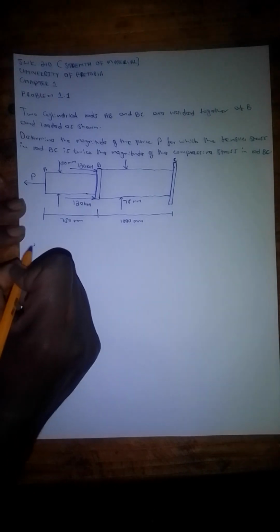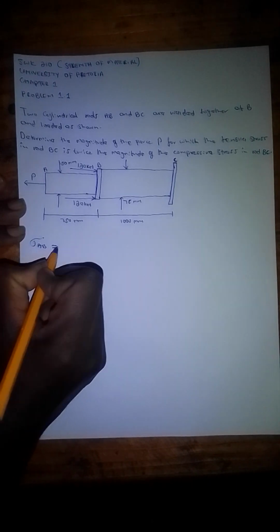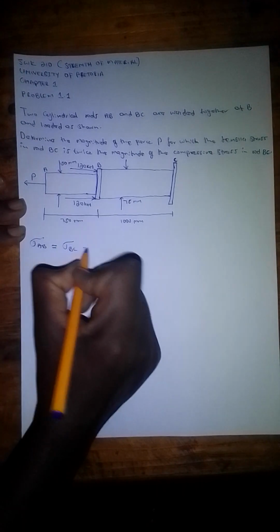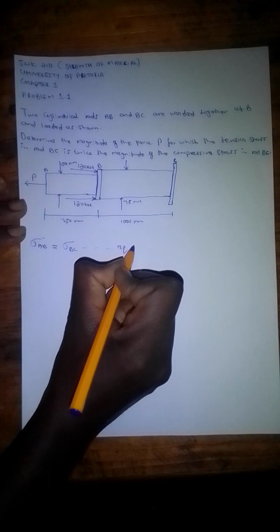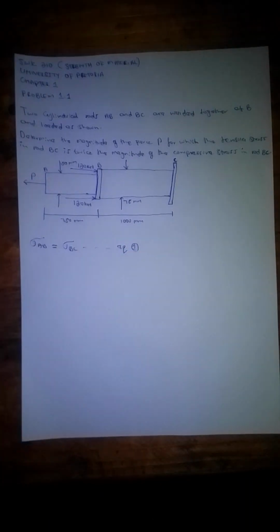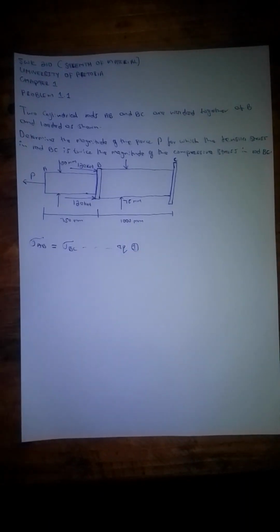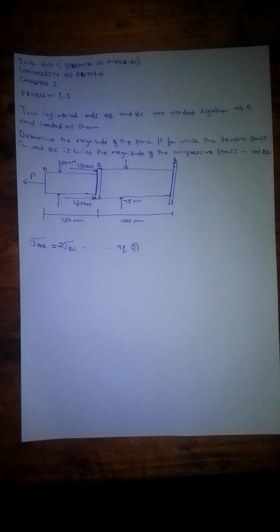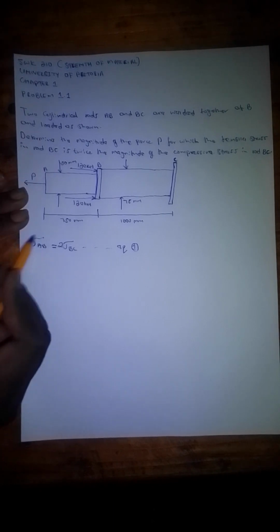The tensile stress in AB equals 2 times the compressive stress in BC, and this is going to be our first equation. Because this is what we are told, this must happen. Now moving forward to find more information, we can look at the tensile stress in AB.